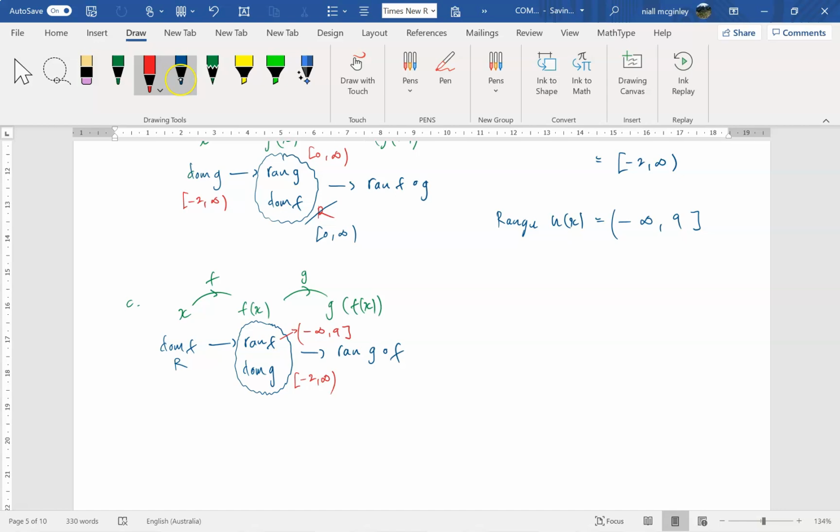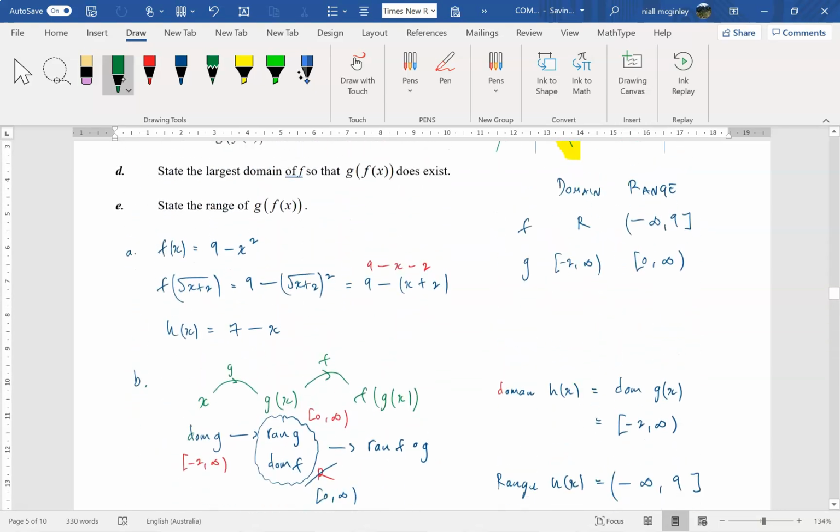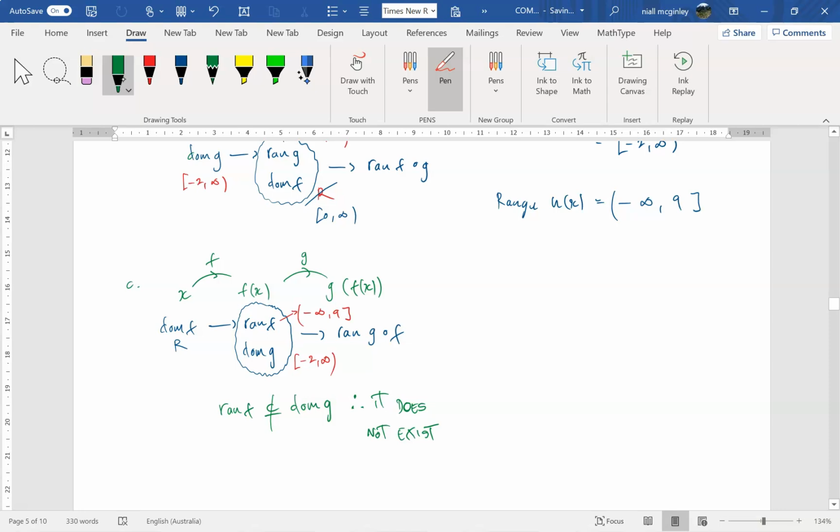So what we say for that is that the range of f is not a subset of the domain of g, therefore it does not exist. As long as you've got your domain and range table and everything here, then you've proved that.